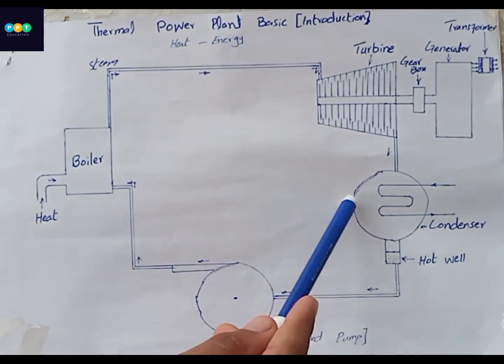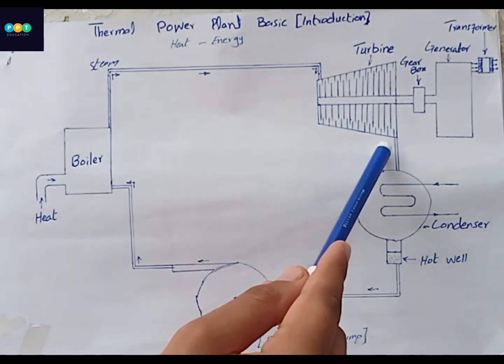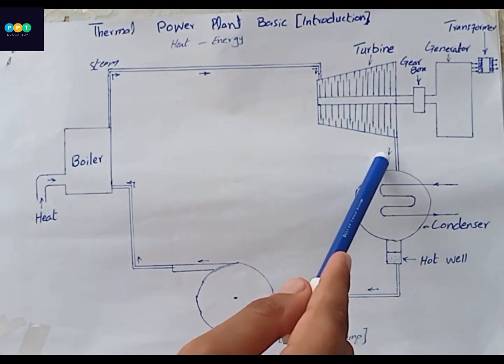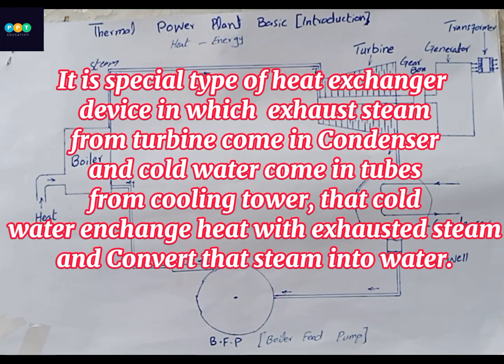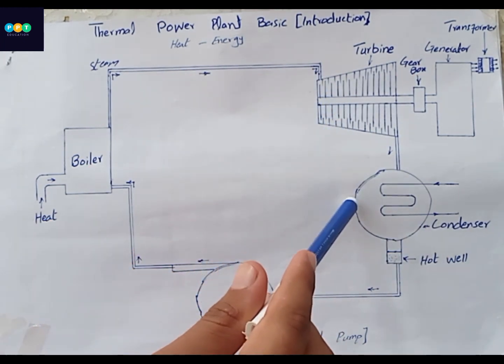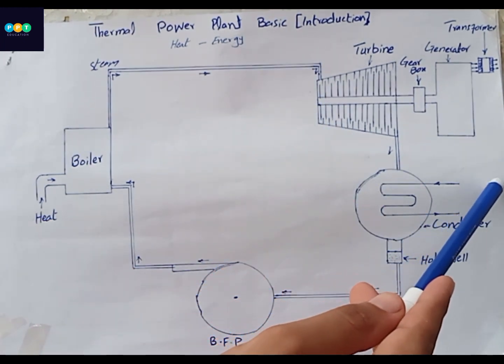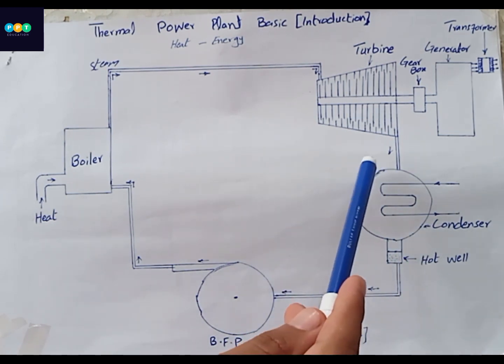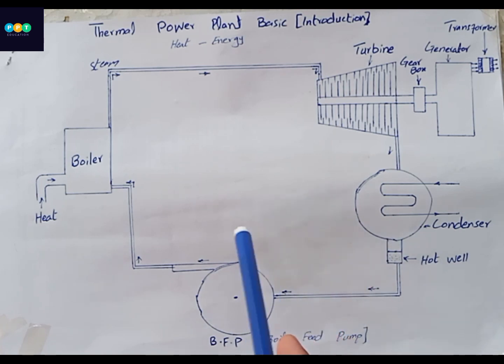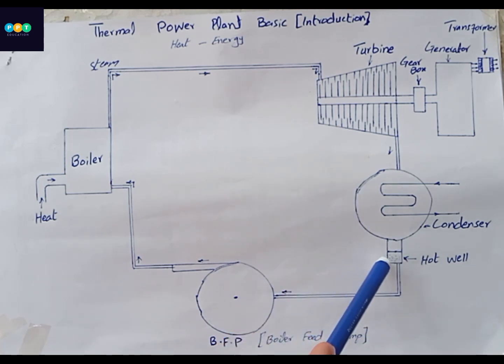6. Condenser. Low and high pressure steam exhausts from the turbine and enters the condenser. It is a special type of heat exchanger device in which exhaust steam from the turbine comes into the condenser and cold water comes in tubes from the cooling tower. That cold water exchanges heat with the exhausted steam and converts that steam into water. So the steam will convert into water. Rejection of latent heat takes place in the condenser.